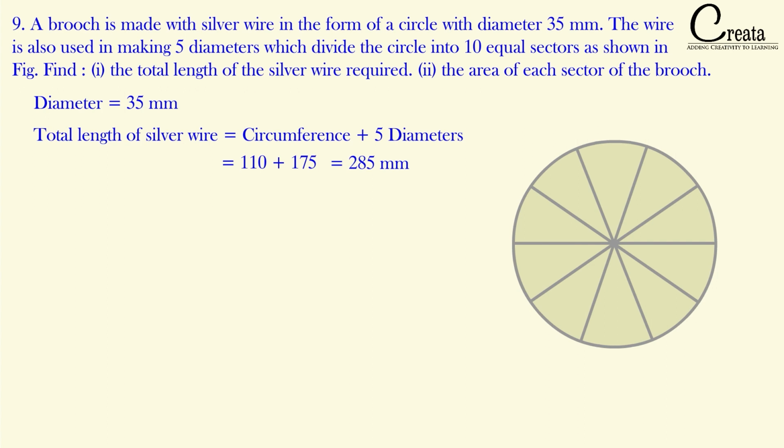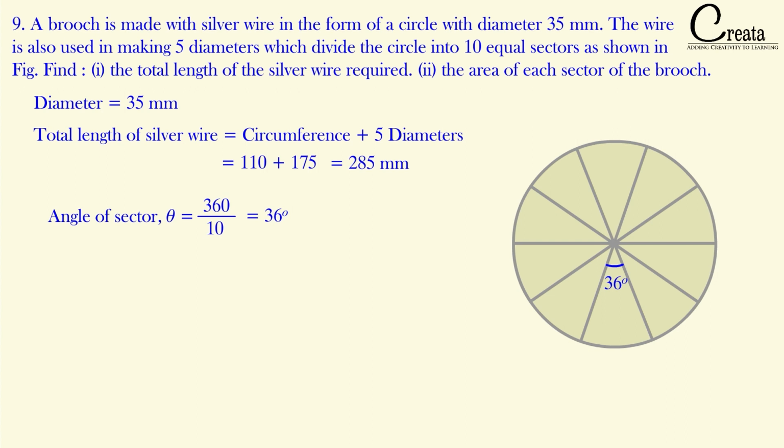Here we have a total of 10 sectors, and the total angle around the center of the circle is 360 degrees. The complete revolution of a circle is 360 degrees, and this 360 degrees is divided into 10 parts. So a single angle will be equal to 360 degrees upon 10, that is 36 degrees. So each of these 10 angles is equal to 36 degrees.